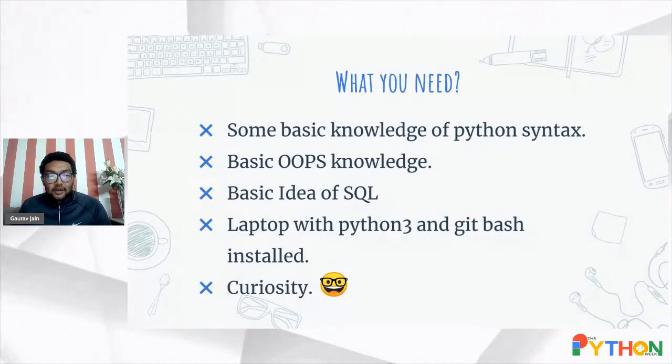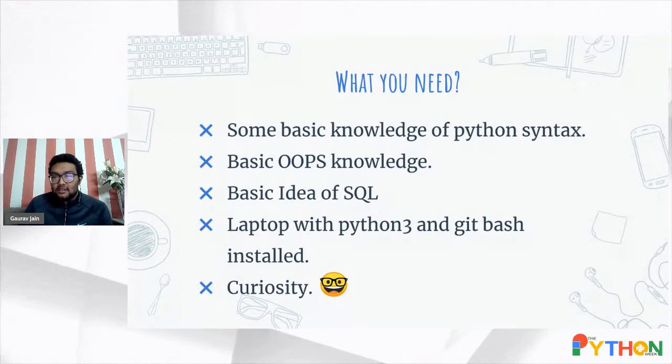So basic Python knowledge. OOPs is quite some. The ORM, the object relational mapper, is going to require that, and OOPs will help you understand it better. Also an idea of SQL, how SQL works, the SQL tables, etc. On your laptop, have Python 3 and Git Bash. Or if you have a Linux or Mac machine, that's lovely as well, because some of these things are just easier on Bash than the command line.